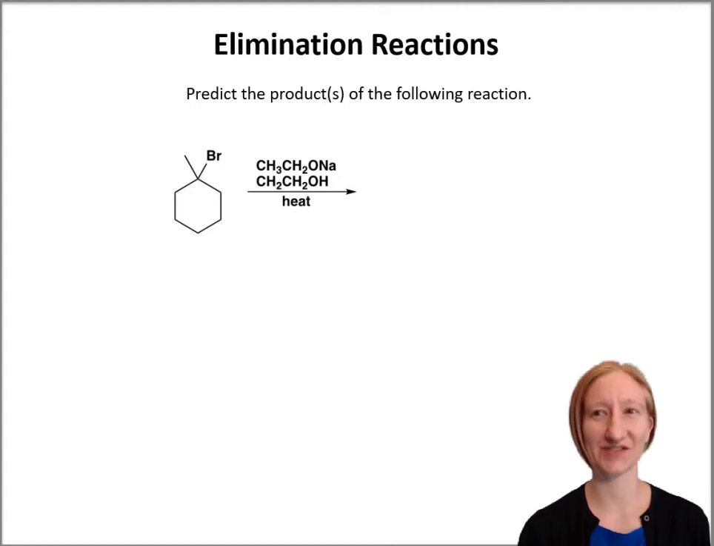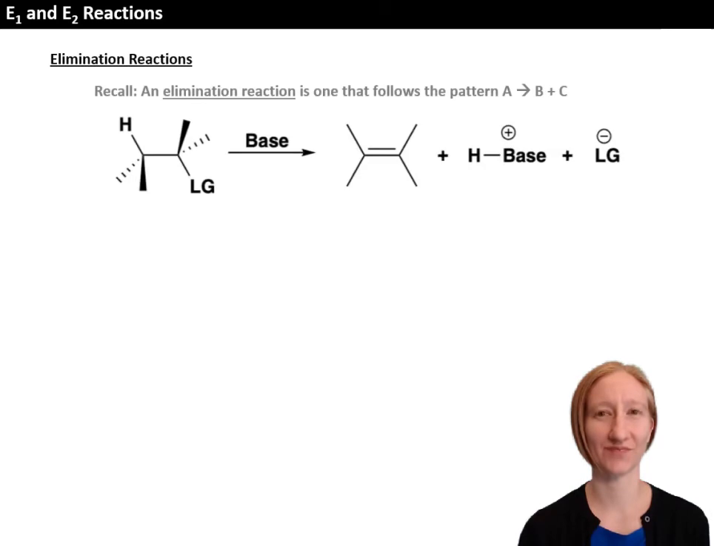In this lecture series, we'll learn about the two main mechanisms or pathways of elimination reactions and the reaction parameters that distinguish between them. We've already seen elimination reactions when we learned about the basic classes of organic reactions. So what we'll see now are the two more detailed mechanistic pathways. Remember that an elimination reaction is one that follows the pattern A goes to B plus C.